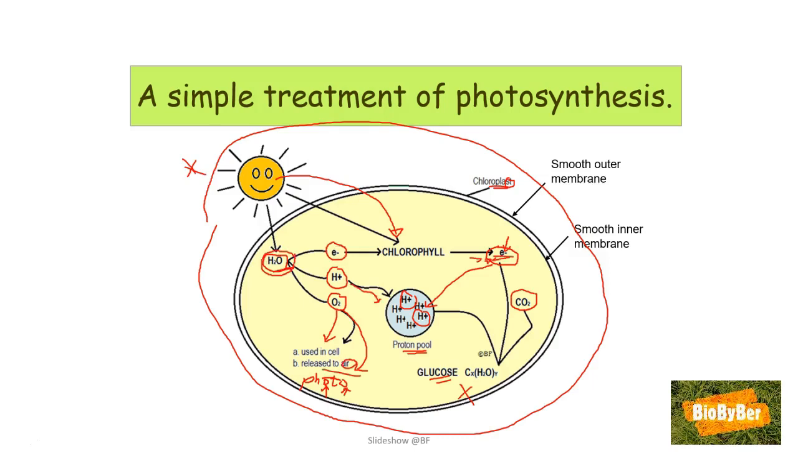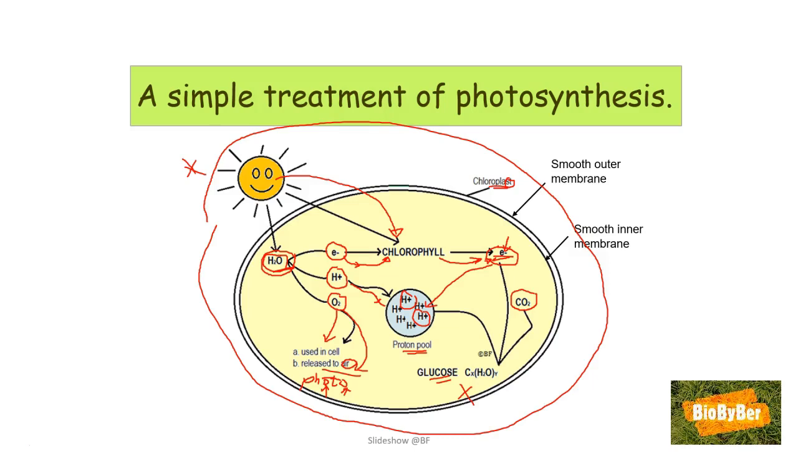What happens to the electrons that were formed when water split? Well, they are passed to the chlorophyll to replace the electrons that were lost originally. So in a nutshell, three products are formed when water is split. Negatively charged electrons that are passed to the chlorophyll, positively charged protons that enter the proton pool, and oxygen gas which is released to the atmosphere.